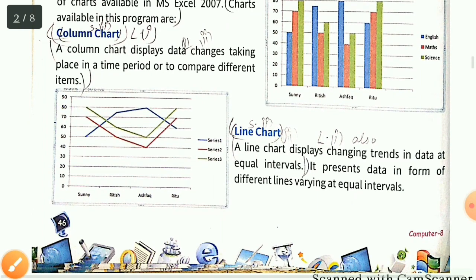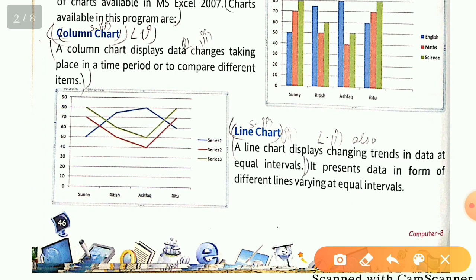Now this blue line represents 80, so it just makes a dot over there. Then Ritesh scores 60, so there is a dot at 60 over there. Now between this 80 and 60, it just simply made a straight line. Okay, remember, whatever your data is, its topmost point is represented by a dot.